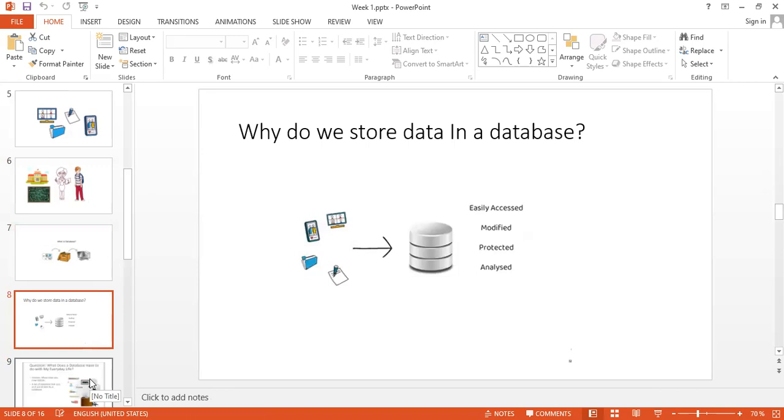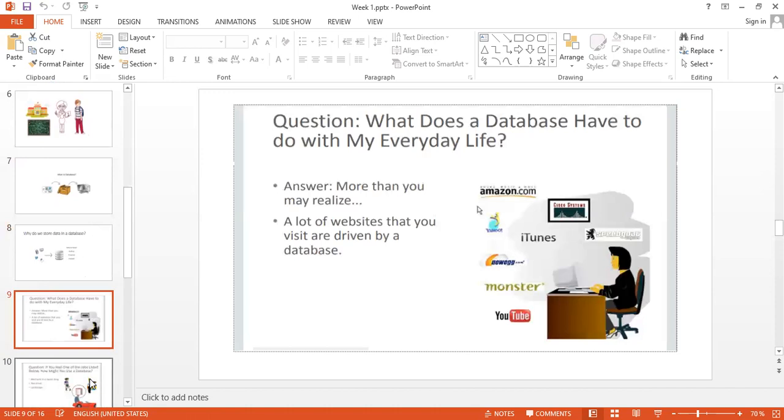Then, why do we need to store data in our databases? We store data in our databases for easy access, so that we can modify them, for protection, and again, we are able to analyze this data. So these are some of the reasons why we store data in our database: for easy access, for modification, protection, and also for analysis purposes.